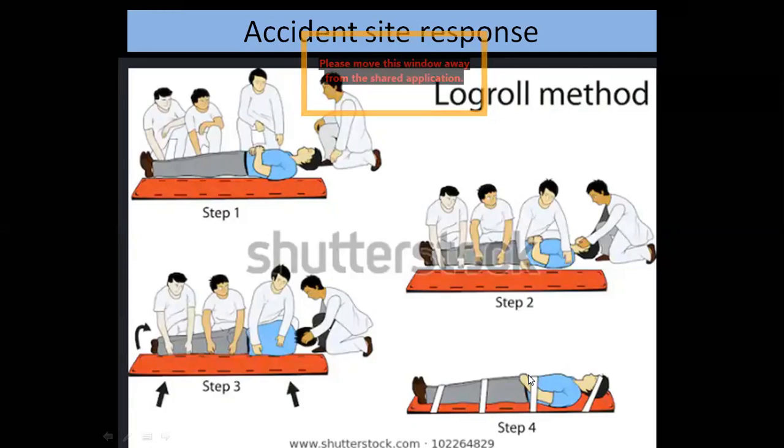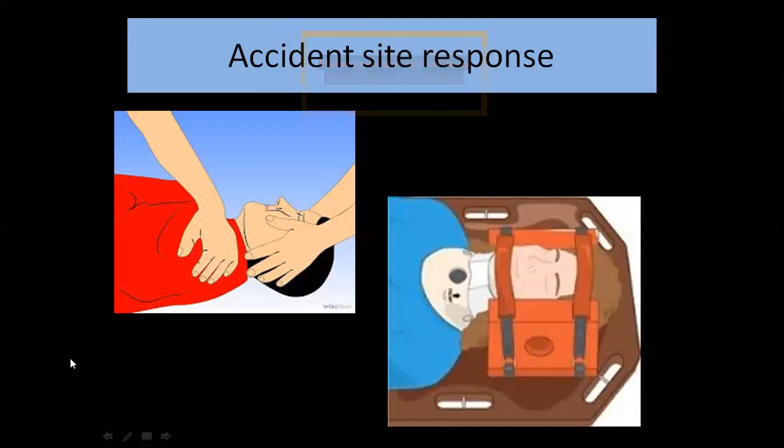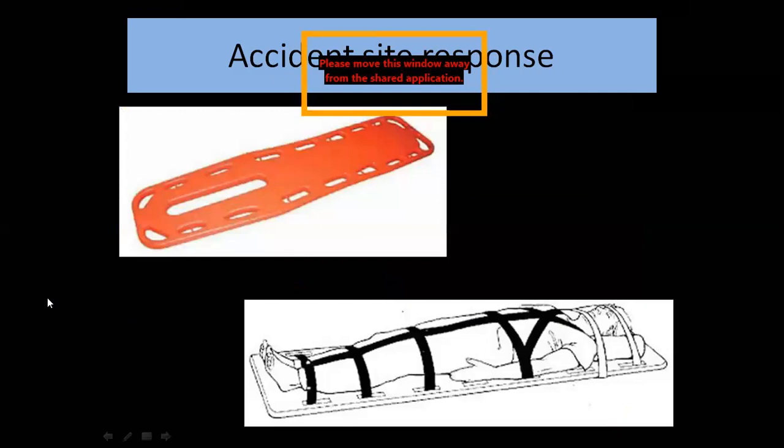Next, after shifting the patient to the spine board, the next thing is stabilizing the cervical spine. If you have a spine board in your institute, there is a cervical spine stabilizer attached to it, or you can apply a hard cervical collar or a Philadelphia collar. Once the patient is shifted to a hospital, next comes emergency room management.